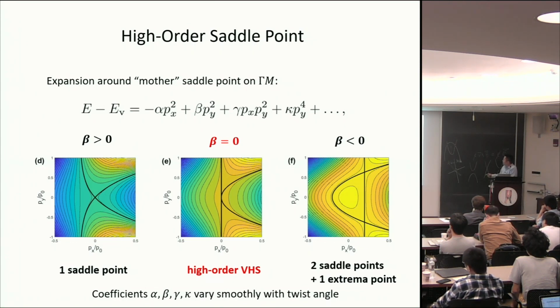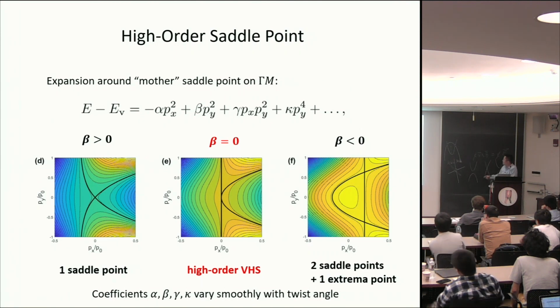When the coefficient beta changes to negative, now we get an energy extremum at p equals 0. But because of the presence of these higher order terms, two new saddle points appear away from p equals 0, and the constant energy contour is shown like this. We basically get two new saddle points. Right at the transition, when beta is 0, the two Fermi contours touch each other tangentially. And this is something new.